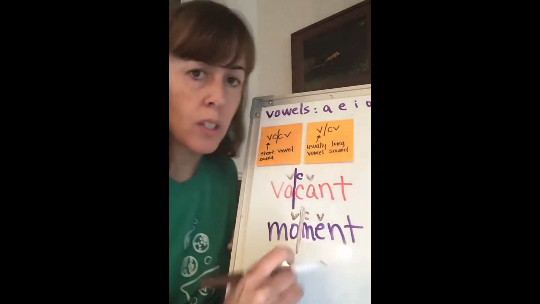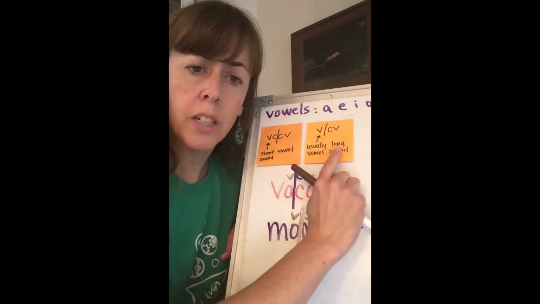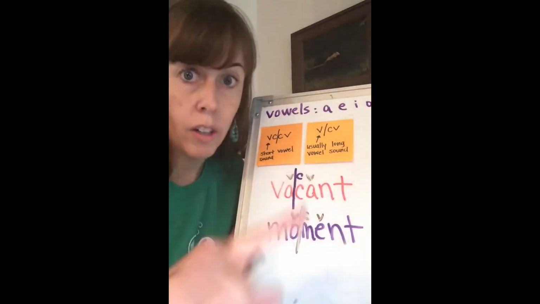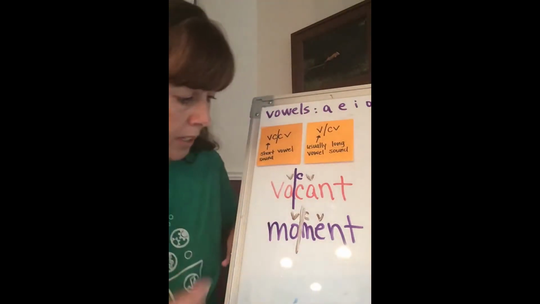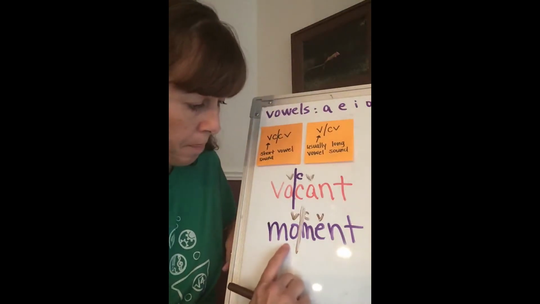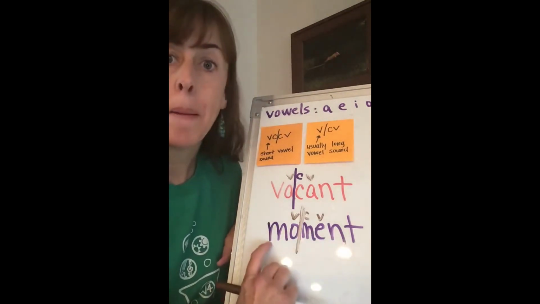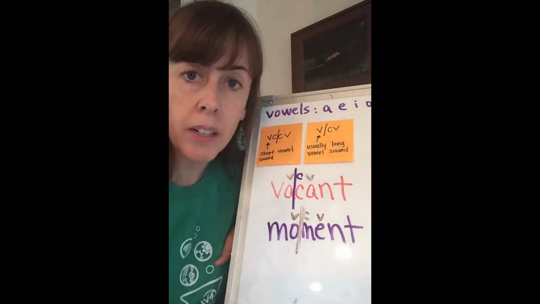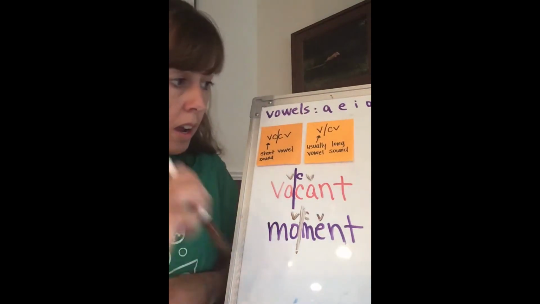So this O is going to be short or long? Usually long O. Long vowels always say their name. So long O is O. Let's try it. Moment. Moment. Like a period of time is a moment. A small period of time.